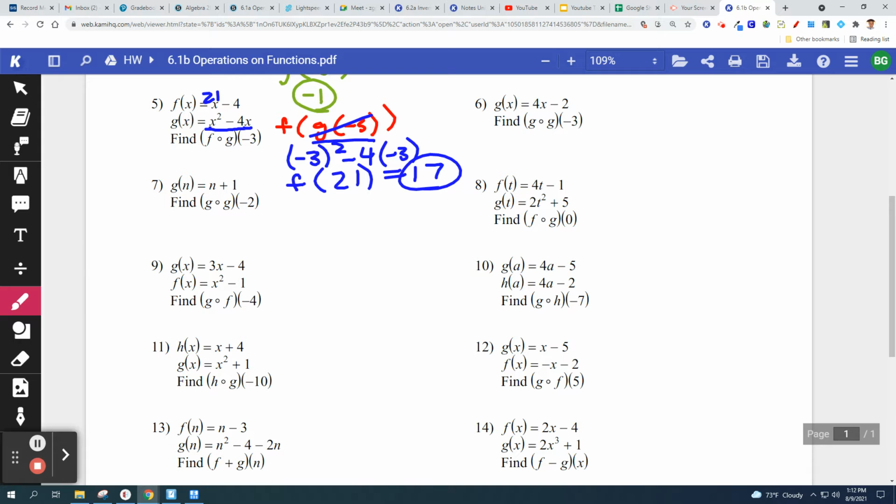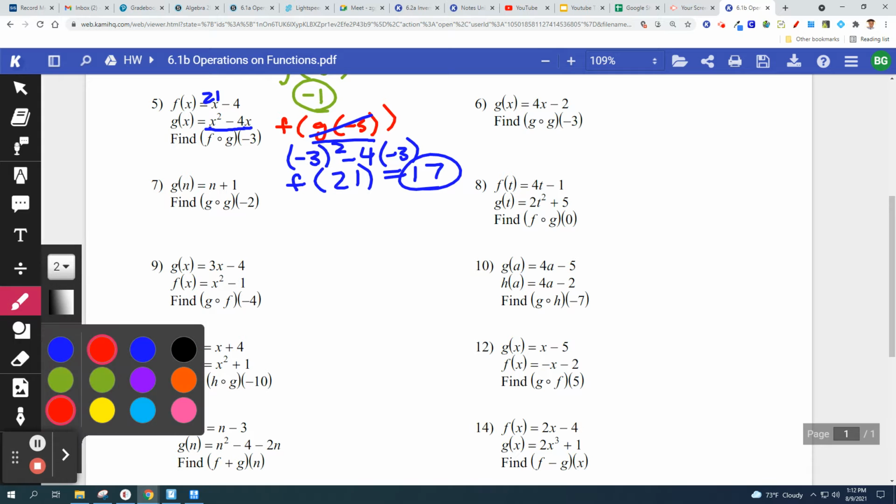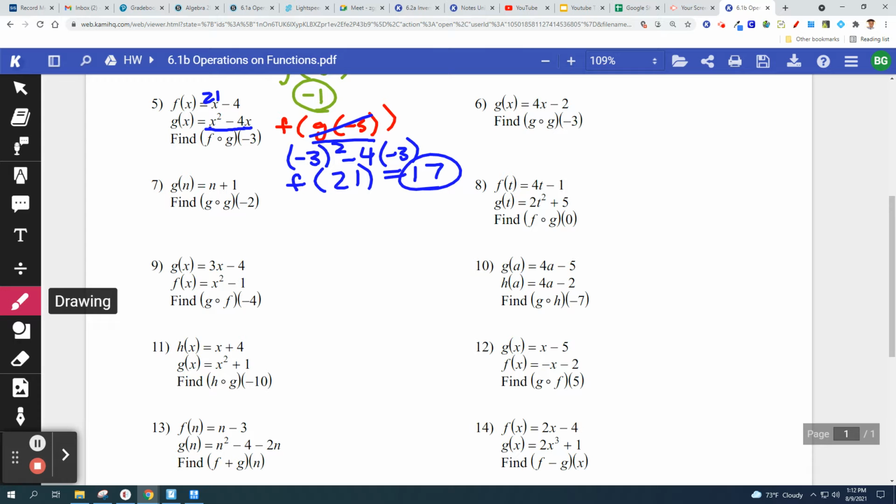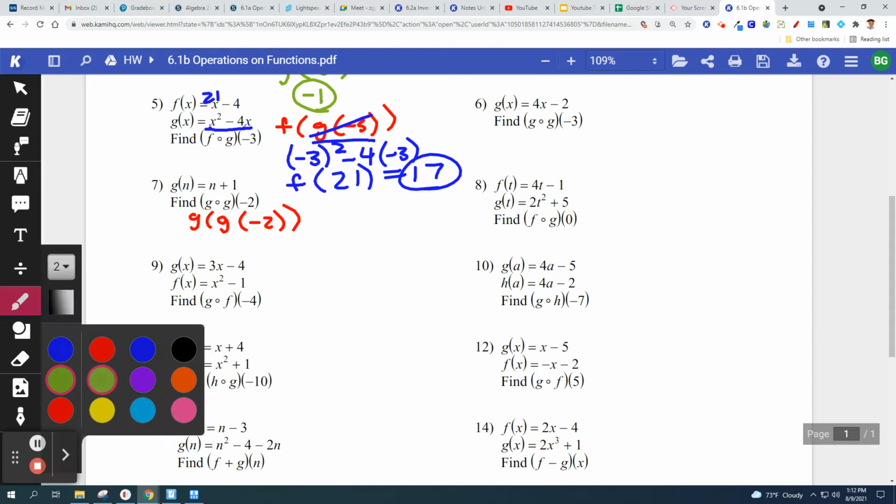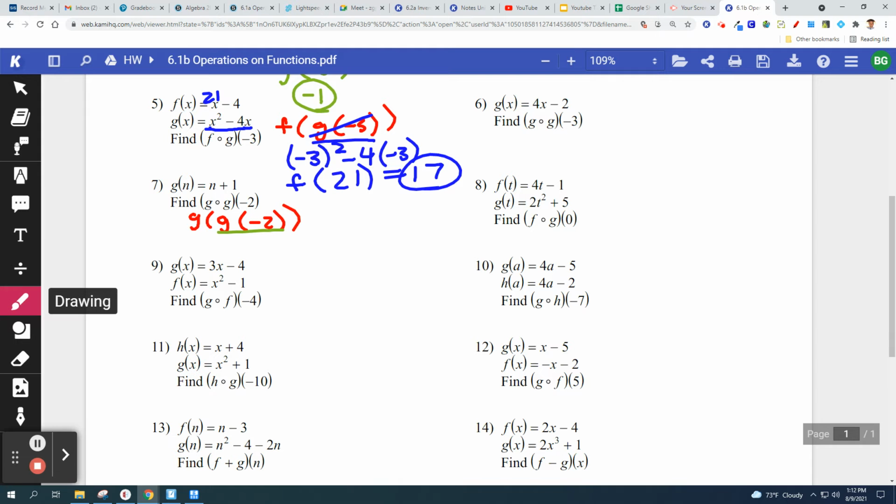Number 7 is tricky because there's only one function, g. But what this says to do is g of g of negative 2. So it's not as tricky as it looks. Let's do negative 2 into the g function. If we plug in negative 2 into that g function, negative 2 plus 1 is negative 1.